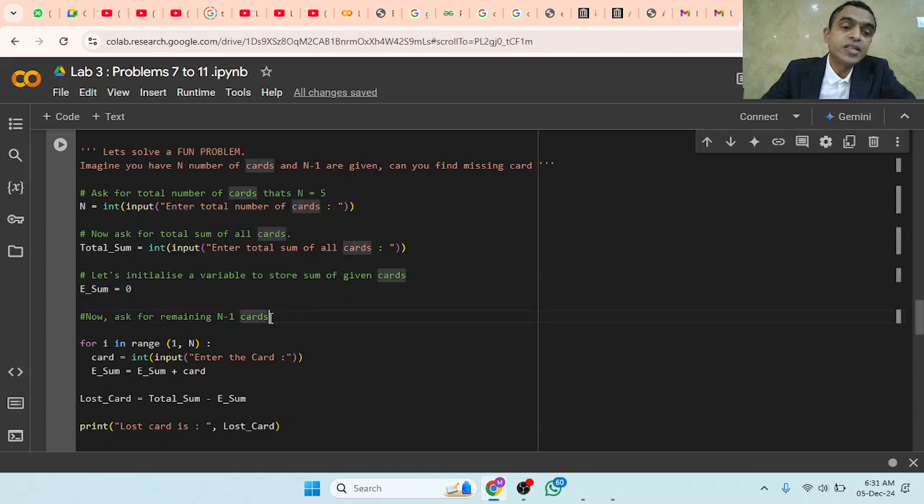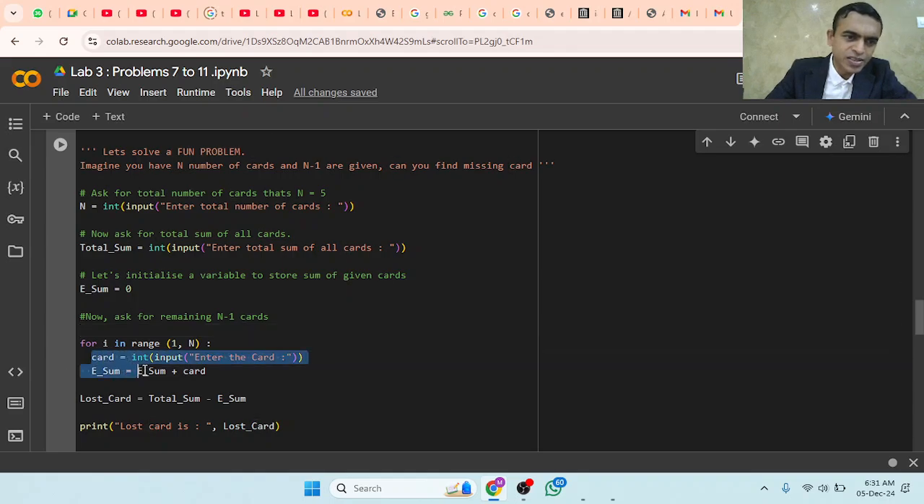Now we are going to ask for the remaining n minus 1 cards, and here we are going to use the for statement. For index i in range 1 to n. Now we are going to study this in detail, so don't worry about this right now. Colon, and then again the for loop. Whatever you want to iterate in the for loop has to be indented.